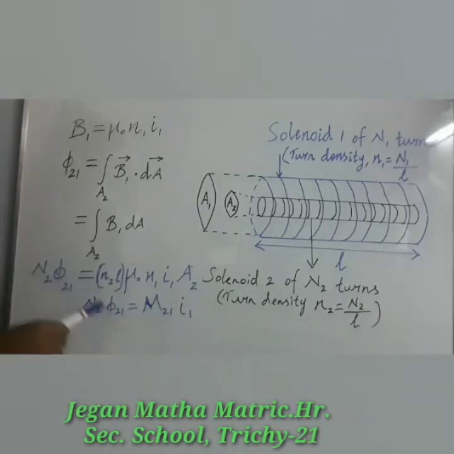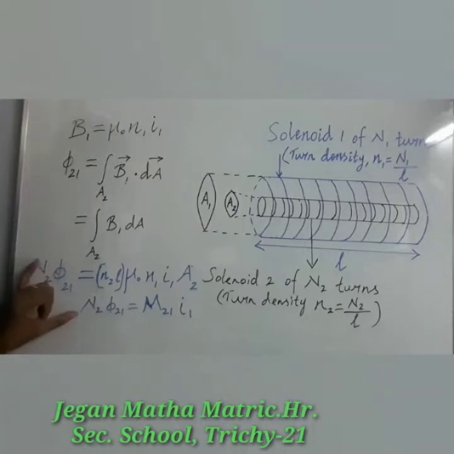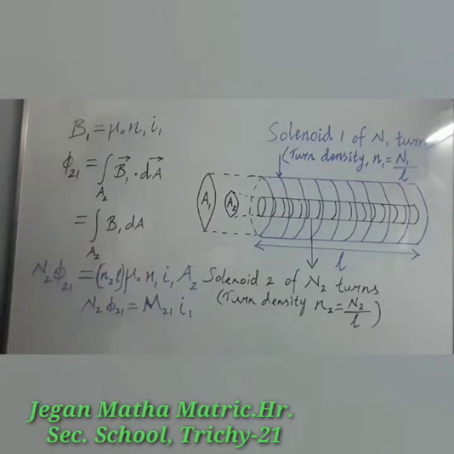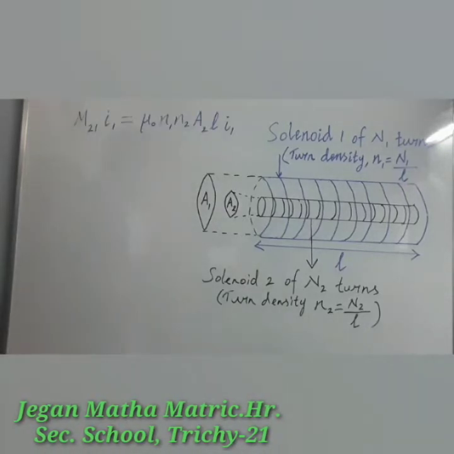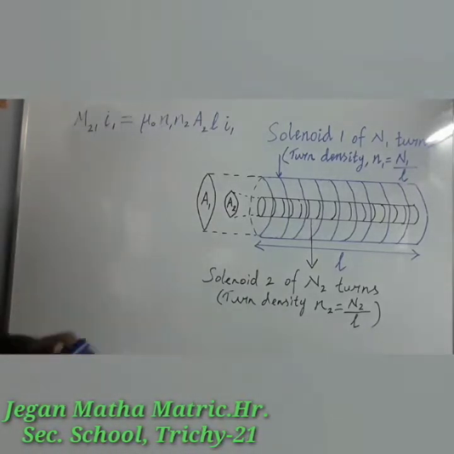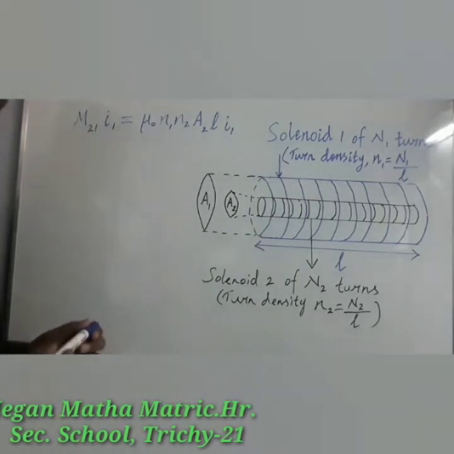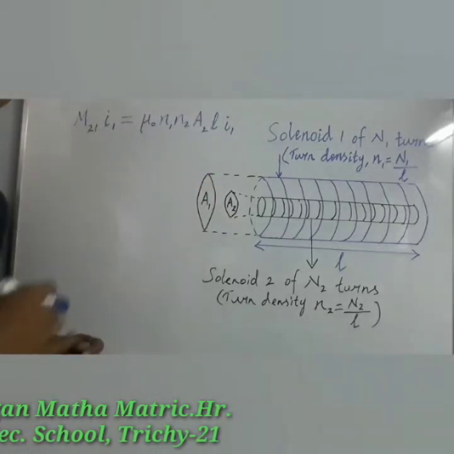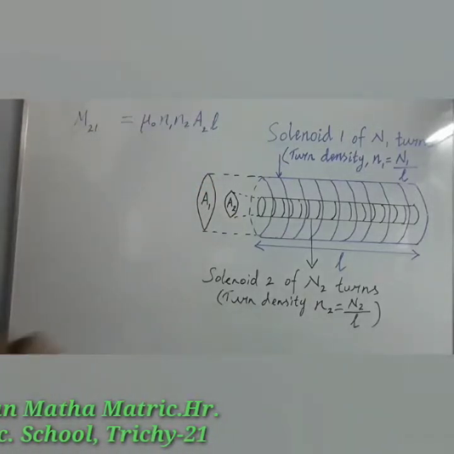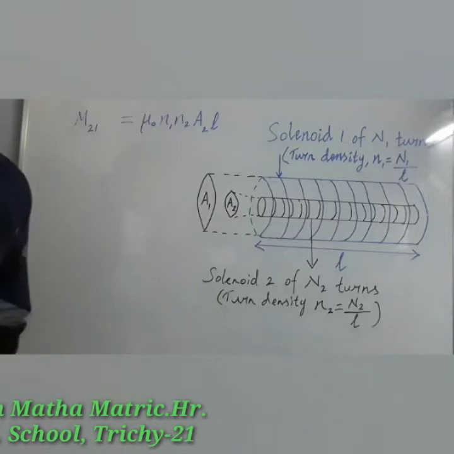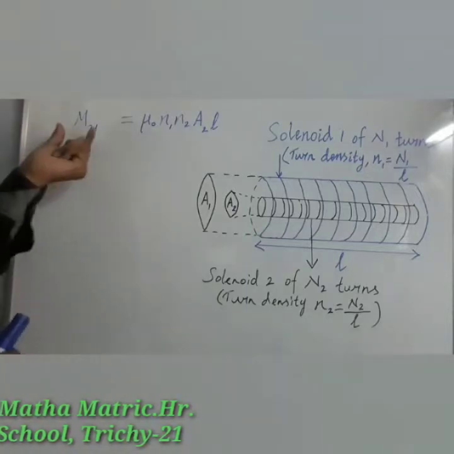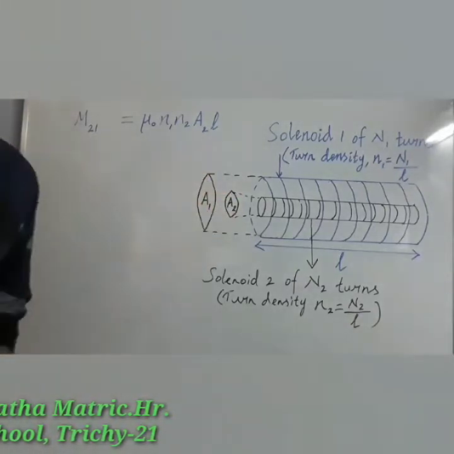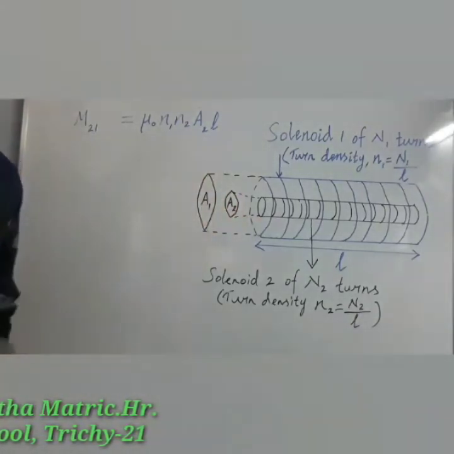So compare these two equations. The left hand side is equal, then what about the right hand side? The right hand side also must be equal. So here I compare the right hand side of the two equations. What is a common thing here can be cancelled, so I1 is a common thing that can be cancelled. The expression for the mutual inductance, that is M21 of solenoid 2 with respect to solenoid 1.